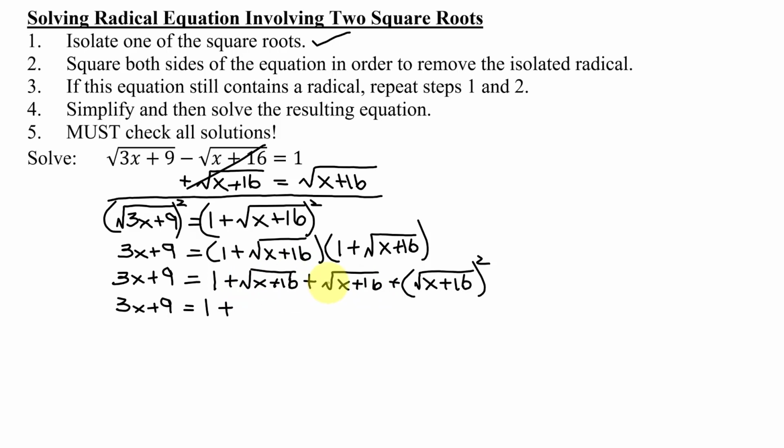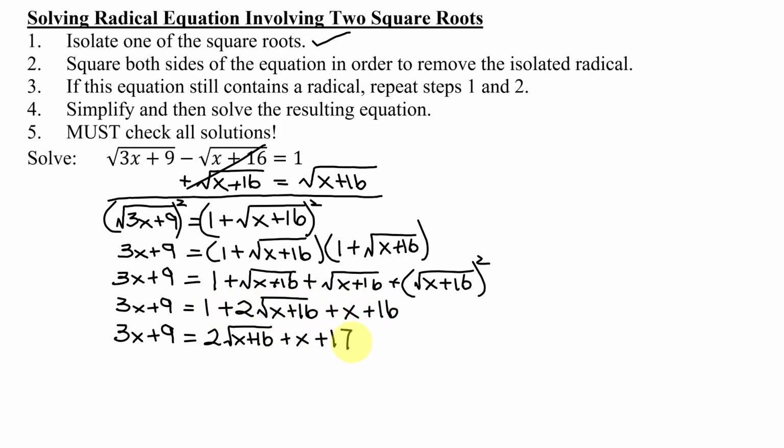I have one of them plus one of them, so I'm going to have 2 times the square root of x plus 16, plus when I square a square root, they undo each other. I just get the radicand of x plus 16. On the right-hand side, I have 2 like terms, so I need to combine them. So I get 3x plus 9 equals 2 times the square root of x plus 16 plus x plus 16 and 1 is 17. So now I have completed step 2.